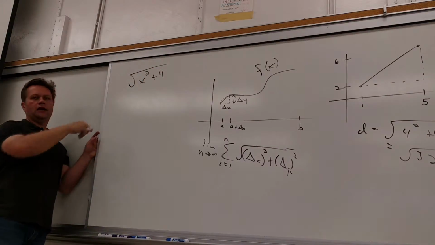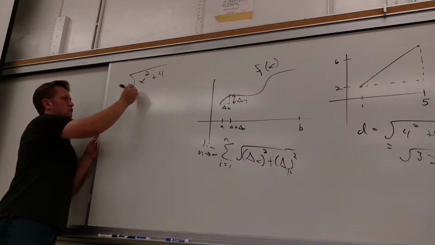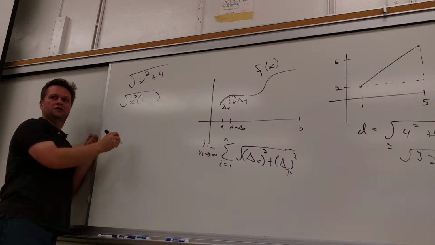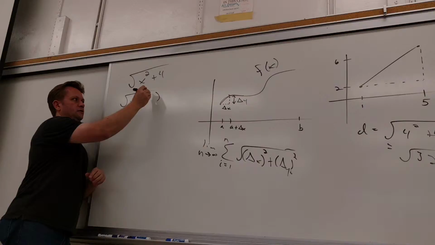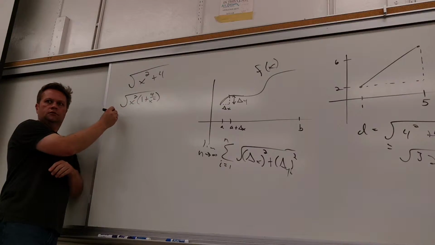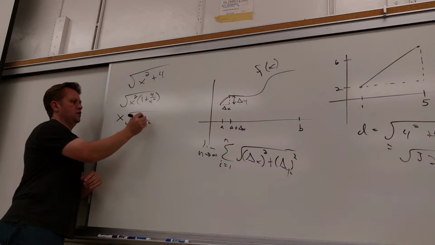Can you factor out an x all day long? Totally, you totally can. Right? Isn't this the square root of x squared times what? I'll start off with 1 plus 4 over x squared. Alright, was that hard? No. And then what's the square root of x squared? We'll assume it's positive. Alright, so I'm going to do the same kind of thing we just did there.